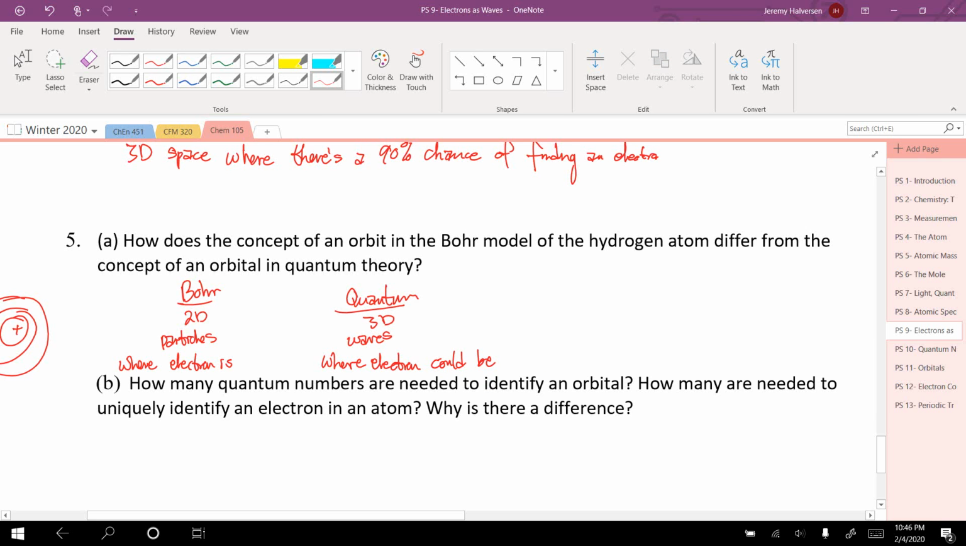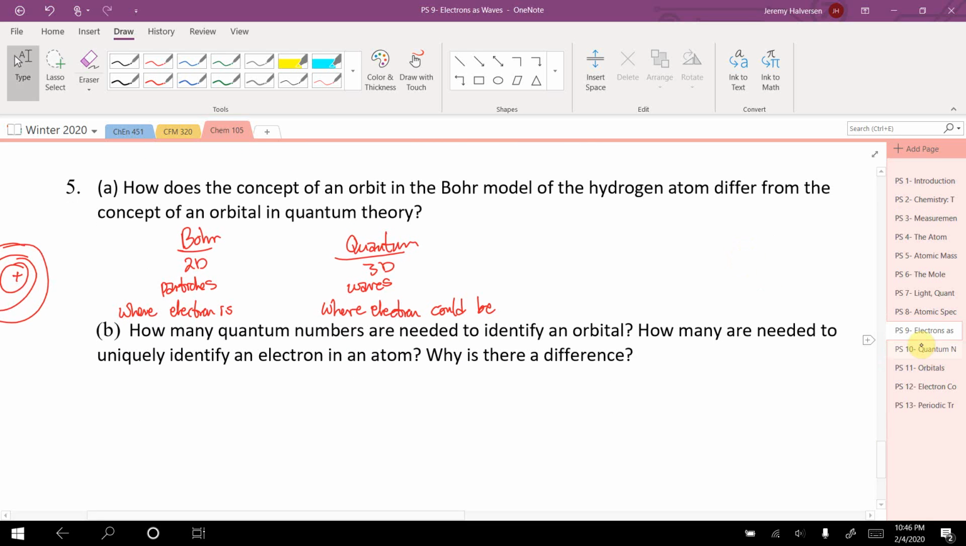How many quantum numbers are needed to identify an orbital? How many are needed to identify an electron in an atom? Why is there a difference? So we'll talk more about this in problem set 10 when we talk about quantum numbers. But you need 3 to identify an orbital, 4, so you need to add another one to identify an electron, because each orbital can hold 2 electrons.